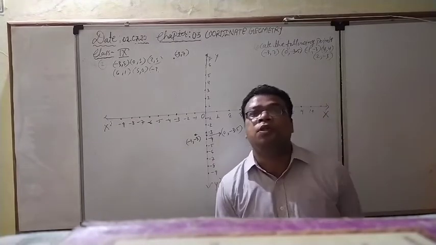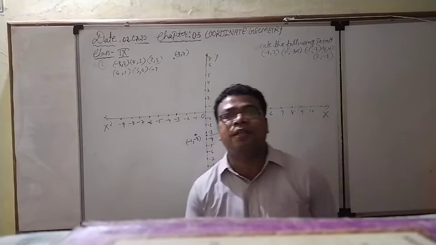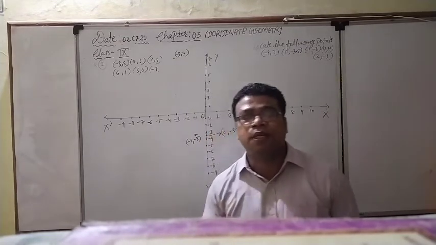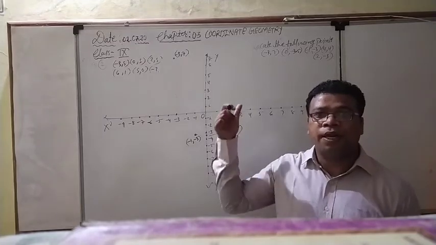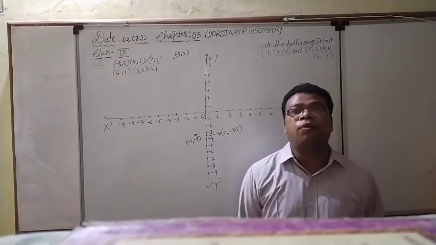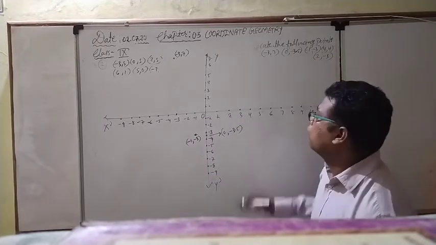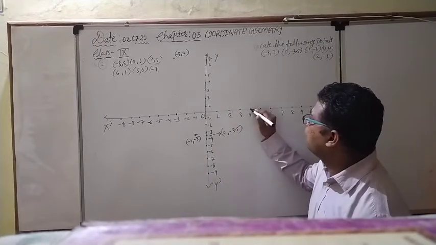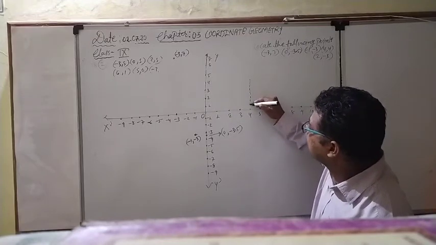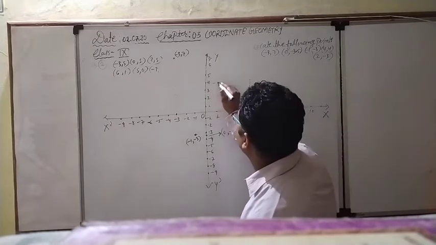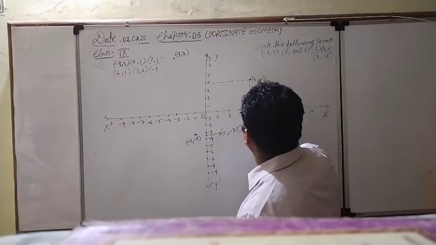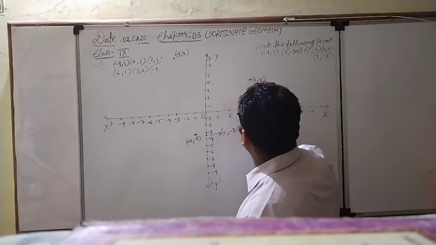4, 4, both are positive, meaning this particular coordinate is present in the first quadrant. Why? Because the x coordinate and y coordinate are both positive. 4 and 4. So this is the x coordinate 4 and this is the y coordinate 4. We can do it with the help of dotted lines. So this is the location of 4 and 4. After that we have to rub this.